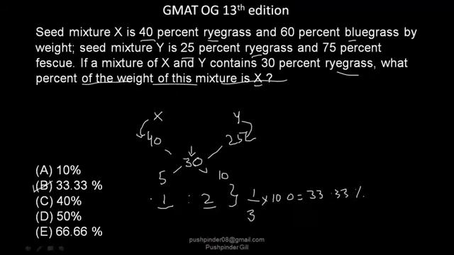That means that X is what part? X is 1 part and Y is 2 parts. That means it's 1/3. X is 1/3, that is 33.33%. Okay, so I hope you understood this question. This is a very easy question.